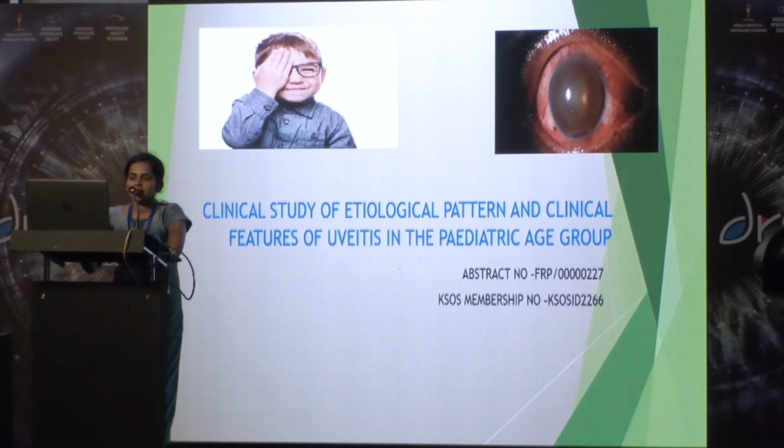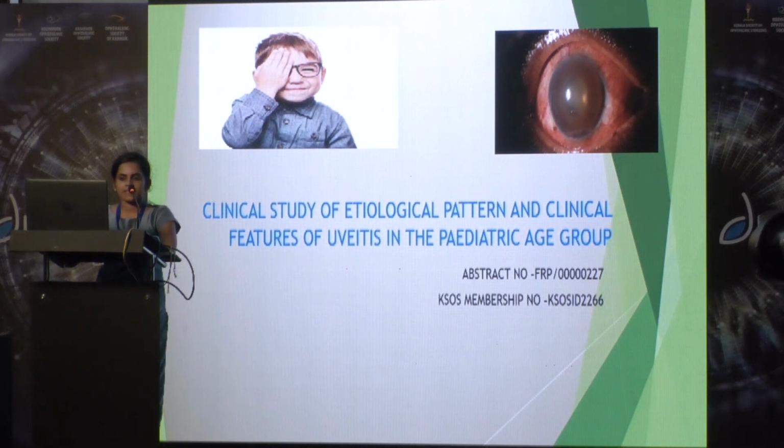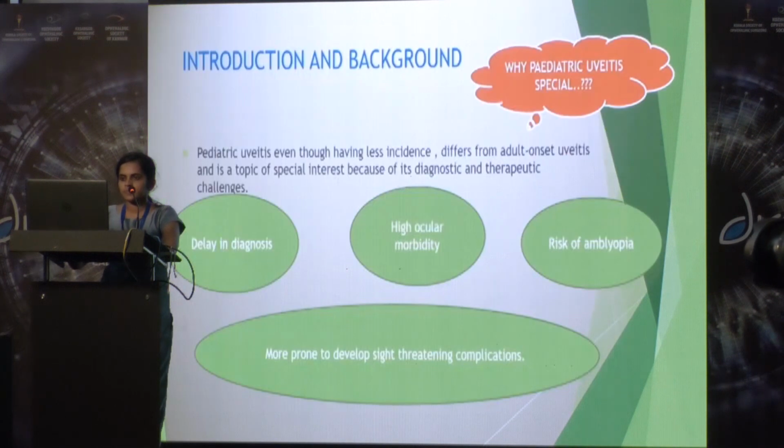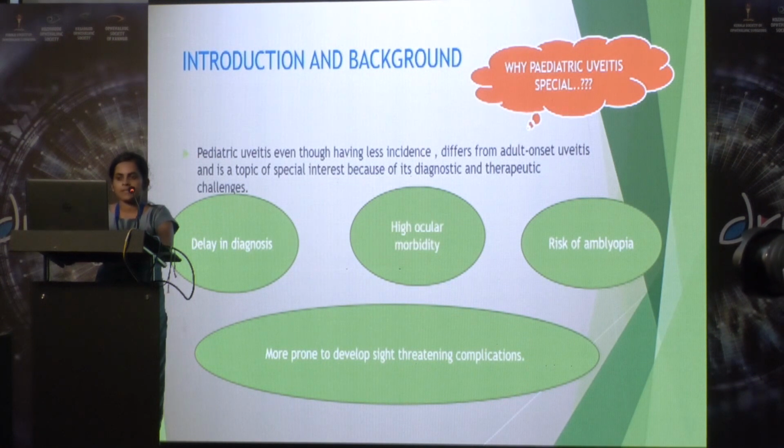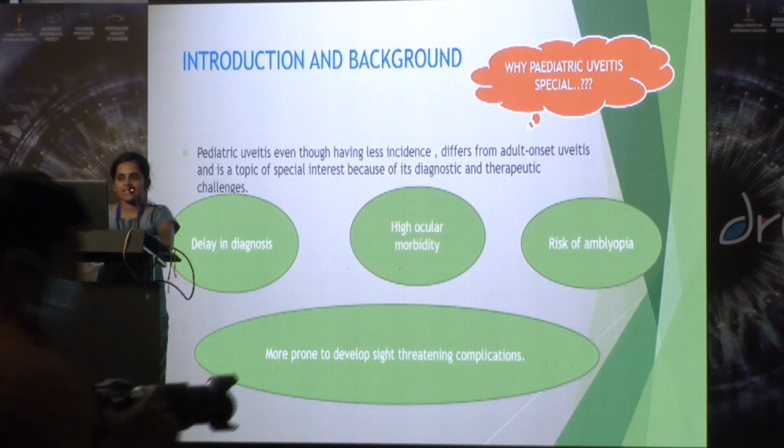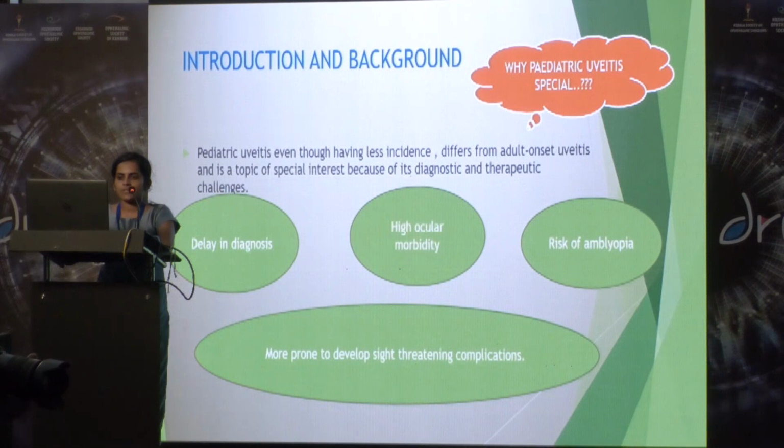Okay. Good afternoon. The topic for paper presentation is clinical study of etiological pattern and clinical features of uveitis in the pediatric age group. Why is pediatric uveitis special? Pediatric uveitis, even though having less incidence, differs from adult onset uveitis and is a topic of special interest because of its diagnostic and therapeutic challenges. The delay in diagnosis, high ocular morbidity, risk of amblyopia, and they are more prone to develop sight-threatening complications.